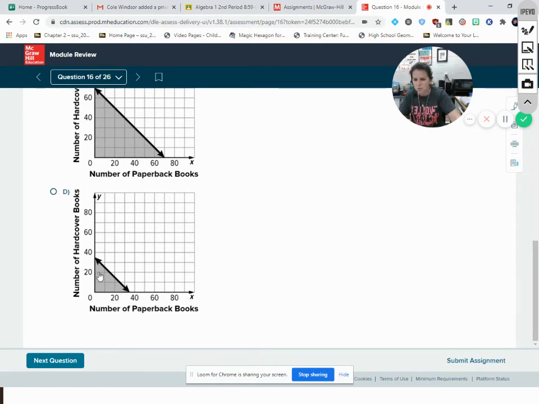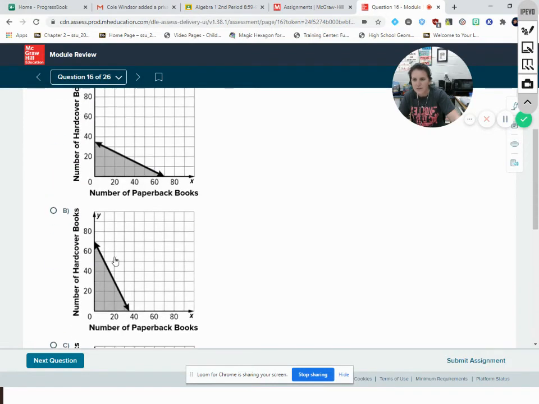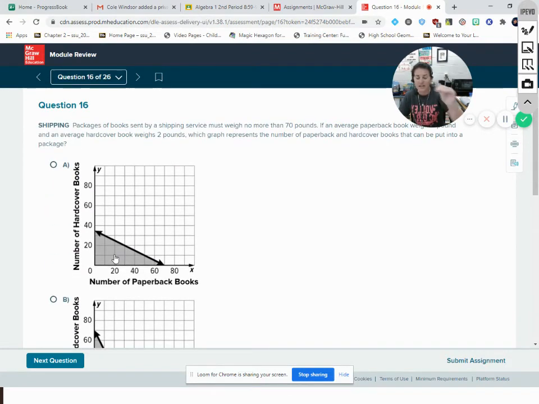This one drops way too quickly. Think about going down 10 over 20. It only goes down 10 over 10, down 10 over 10. Because my slope is -1/2, I'm looking at 10s and 20s, because 10 over 20 is 1/2. This goes down 10 over 20. So this has the correct slope.